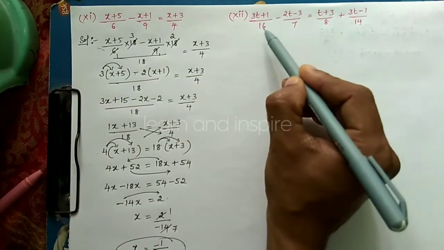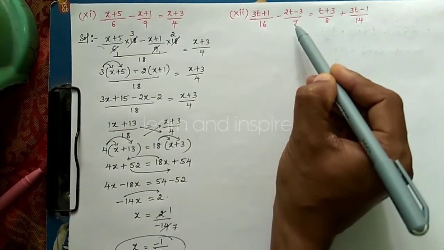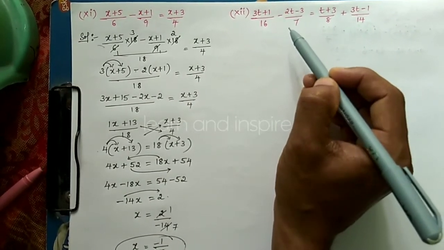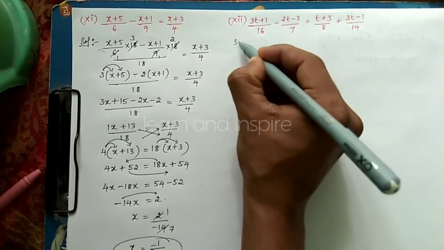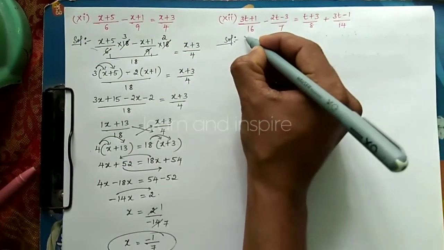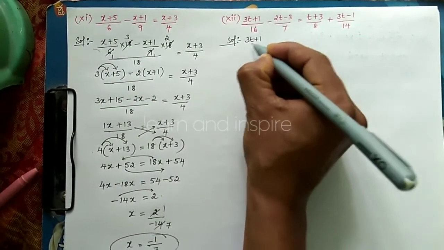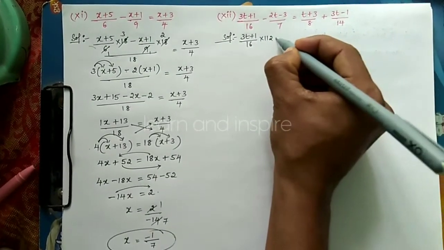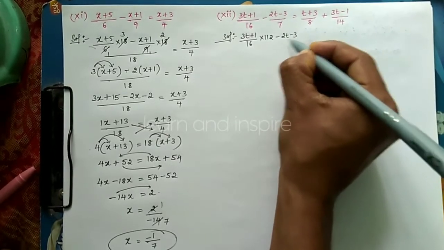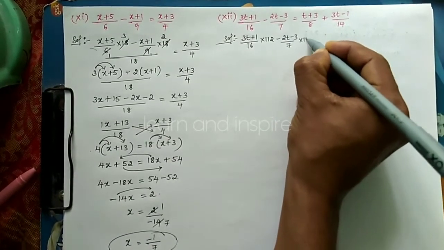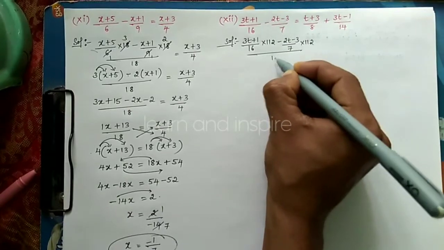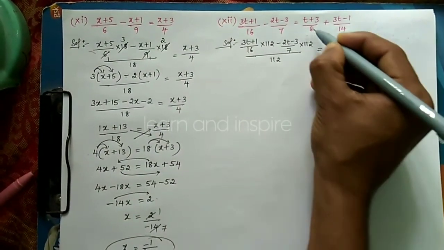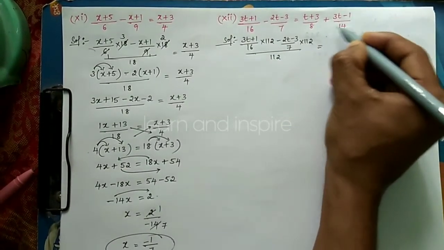Okay, so first we take the LCM on the LHS, of 16 and 7. What is the LCM of 16 and 7? 16 into 7 is 112. So we take the LCM: [(3t + 1)/16 into 112 minus (2t - 3)/7 into 112] divided by 112, because the LCM is 112, equals to, now 8 and 14. What is the LCM of 8 and 14?